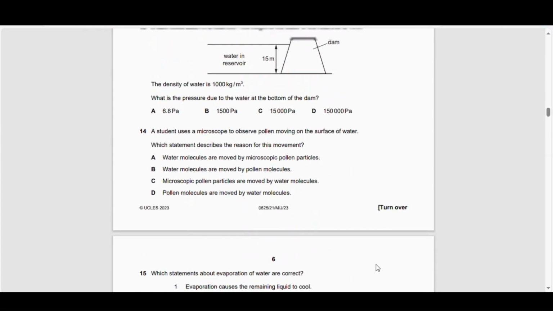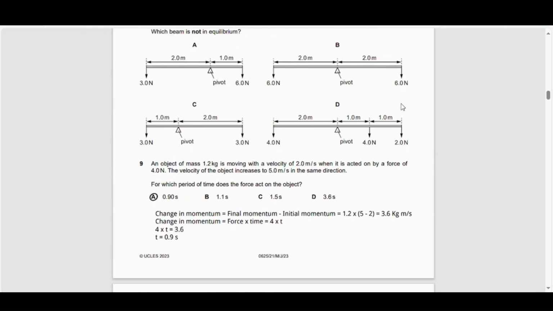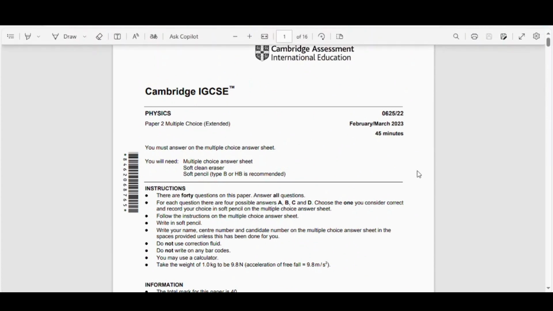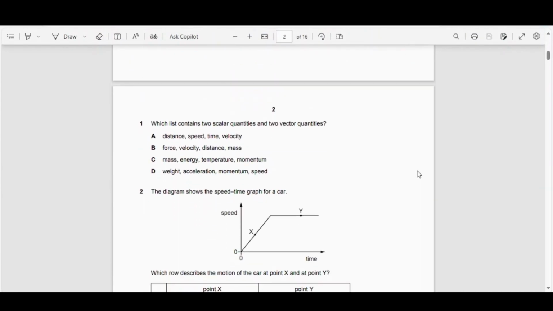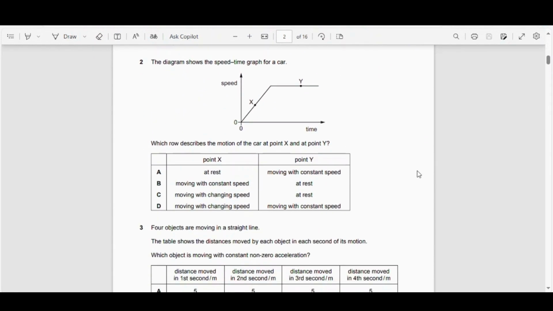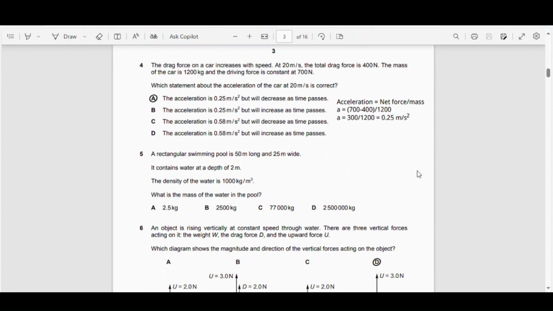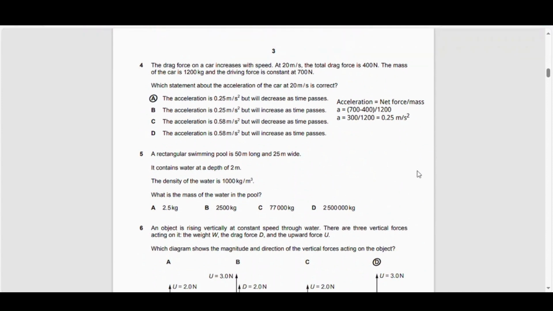So again, there's no more questions after question 9. So let's move on to the last paper 2 that we're going to be looking at, which is Feb-March 2023. So we've got a couple of questions on kinematics. So question 4, the drag force on a car increases with speed. At 20 meters per second, the total drag force is 400 newtons. The mass of the car is 1,200 kilograms, and the driving force is constant at 700 newtons. Which statement about the acceleration of the car at 20 meters per second is correct?